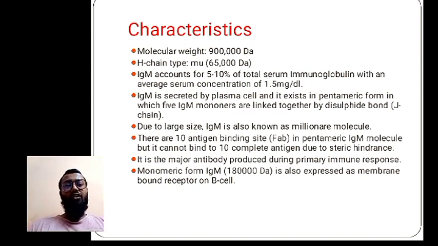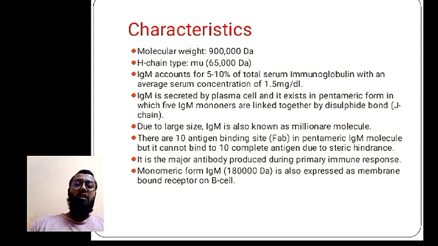The molecular weight of the IgM is 9 lakh daltons, and this is a very high molecular weight, and its subtype chain is mu. So the heavy chain type is mu, therefore it is called IgM. On the basis of the heavy chain type, if it is alpha then it is called IgA, if it is delta then IgD. And on the basis of the heavy chain, the classification of the immunoglobulin is done.